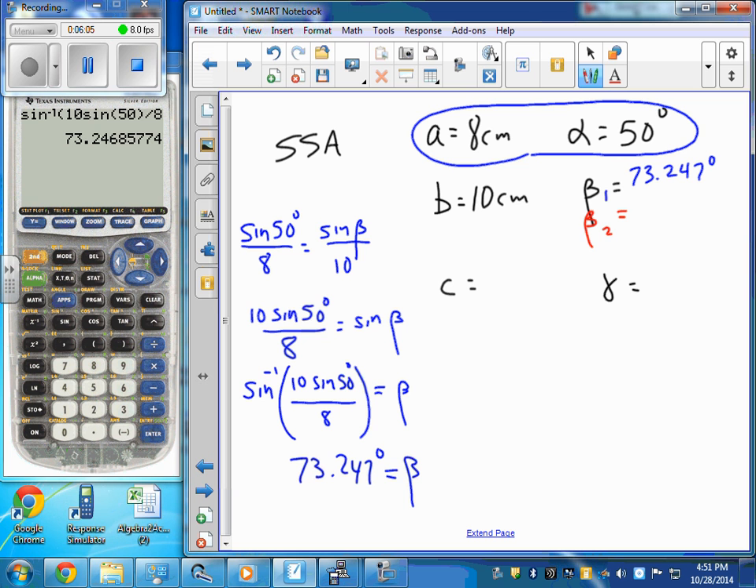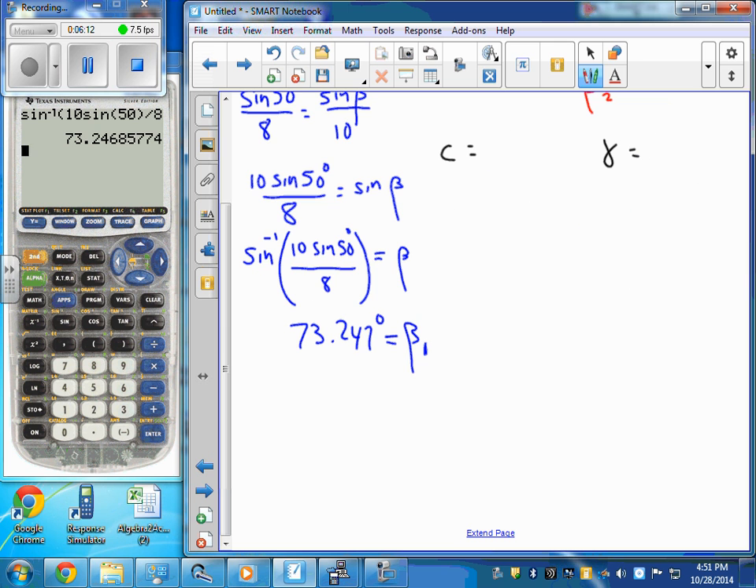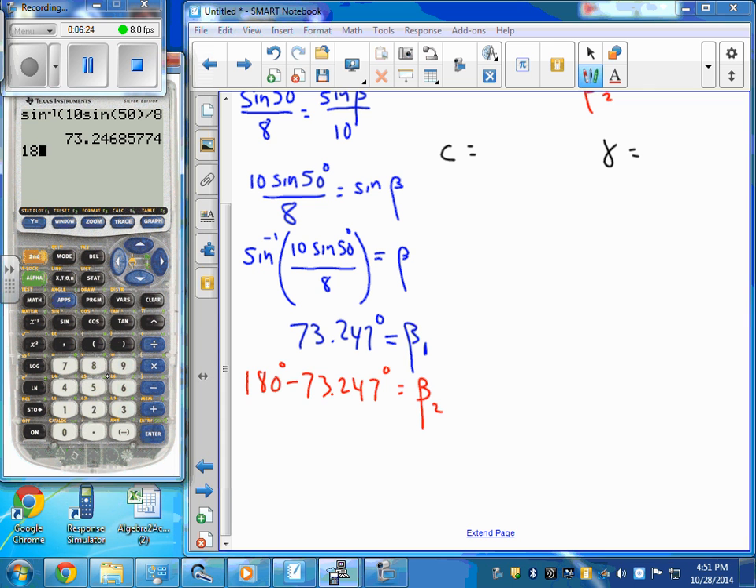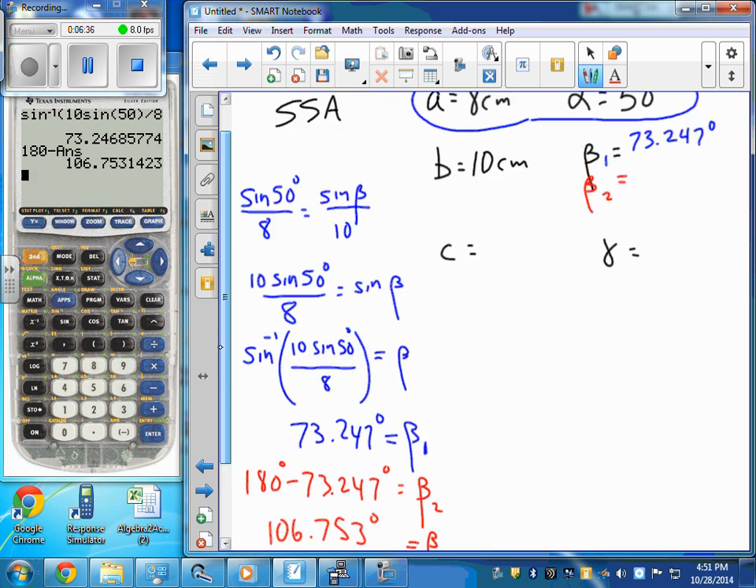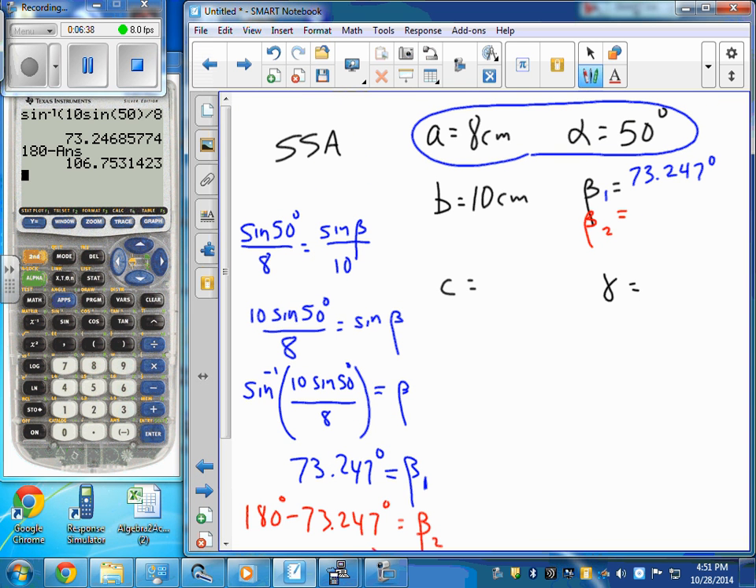Now, this is going to be an ambiguous case, and in fact, we have two possible values for beta. We have the 73.247 degrees, but let me call that beta 1. Beta 2 down here will be 180 degrees minus the 73.247. If I jump on my calculator and figure out what that is, I get 106.753 degrees. Beta 2 can be 106.753 degrees. And let me put that back into my chart here.